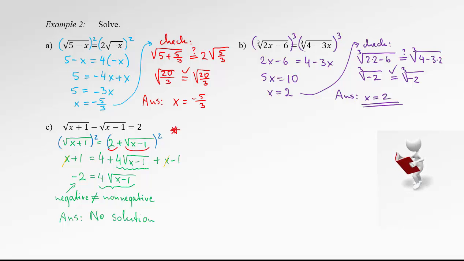So in this case, there is no need to square both sides again and solve for x and then check it. You're welcome to try it, but in the end, you will see that no possible solution will actually work. So anytime we have a square root on one side and a negative number on the other side, we won't have any solutions.